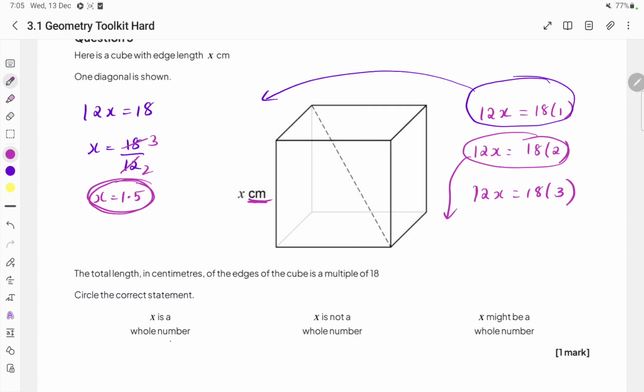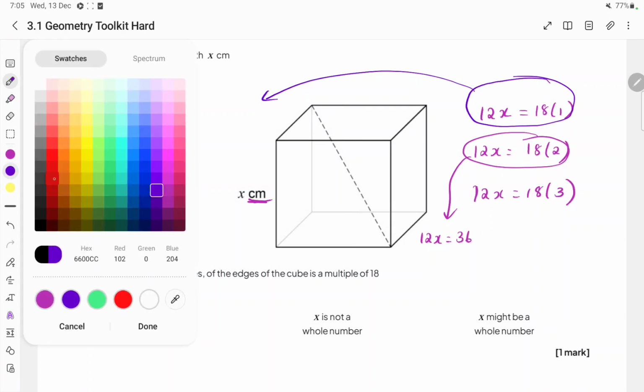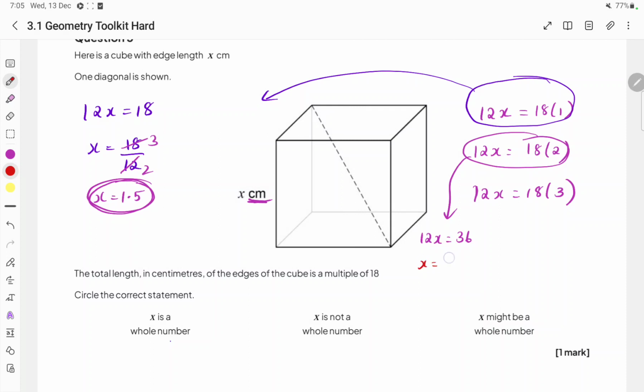X is a whole number, x is not a whole number. After seeing this, x is not a whole number, so you should not circle this. Okay, we have to check the second one also. So 12x equals 18 into 2, which is 36. From here x will be equal to 36 by 12. 12 ones are 12, 12 3s are 36, which means x is equal to 3.